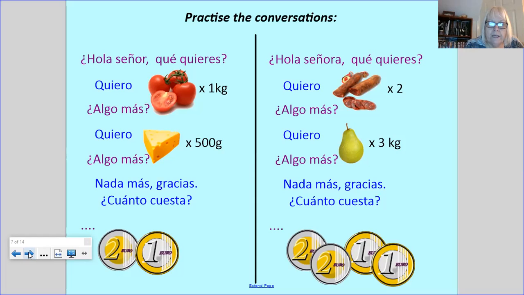So you've got hola señor, ¿qué quieres? Hello sir, what do you want? Quiero un kilo de tomates, and so on. All right, so go through those, practice them. We've got some coins at the bottom, which gives you the price. Use that just to practice for a few moments, either on your own or with someone online if you can find a study buddy. Okay, pause the video, do that. When you're ready, move on.